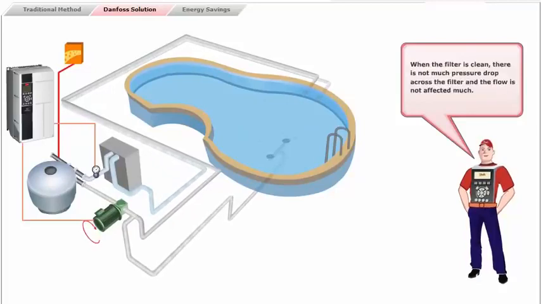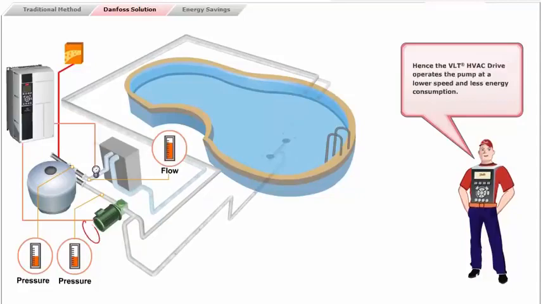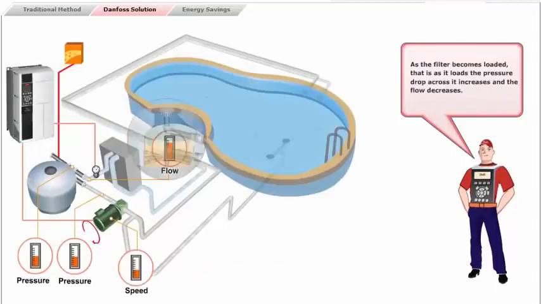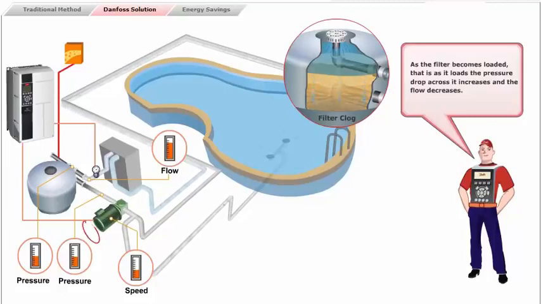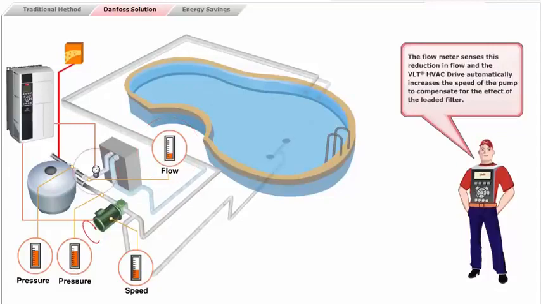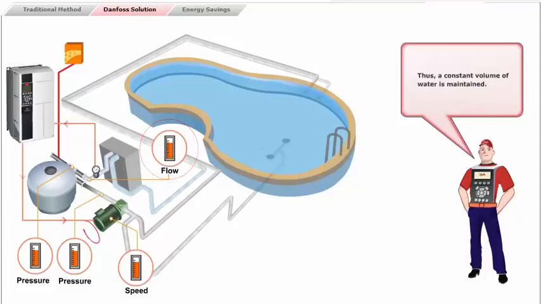When the filter is clean, there is not much pressure drop across the filter, and the flow is not affected much. Hence, the VLT HVAC drive operates the pump at a lower speed and less energy consumption. As the filter becomes loaded, the pressure drop across it increases, and the flow decreases. The flow meter senses this reduction in flow, and the VLT HVAC drive automatically increases the speed of the pump to compensate for the effect of the loaded filter. Thus, a constant volume of water is maintained.